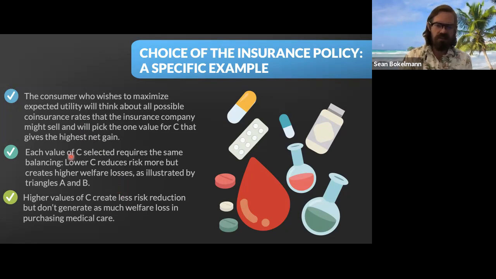But of course, remember that there's a balancing act going on. A lower co-insurance rate reduces the risk, but it creates higher welfare losses. It creates bigger A and B triangles, in other words. But the opposite is true for higher co-insurance rates. There's going to be less risk reduction because the consumer has to pay a higher percentage of the medical care costs. But it's also not going to generate as much of a welfare loss when they purchase medical care.